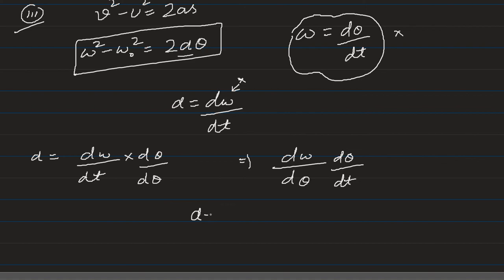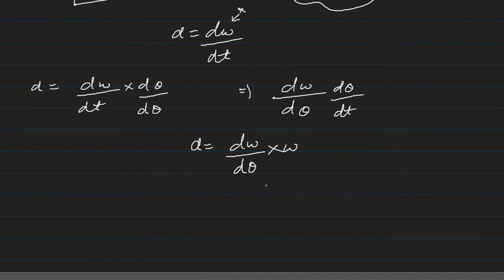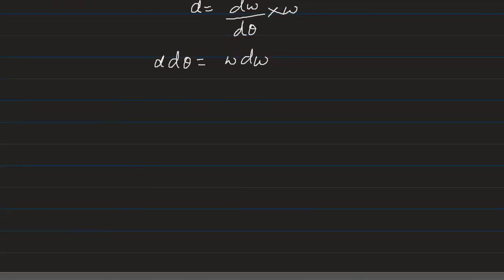So we have alpha is equal to d omega upon d theta multiplied with d theta by dt, which is simply omega, so this equation becomes alpha is equal to d omega by d theta into omega, and we do the cross multiplication there, we get alpha d theta equals omega d omega. Now again students, we will integrate this equation within proper limits and get our answer.